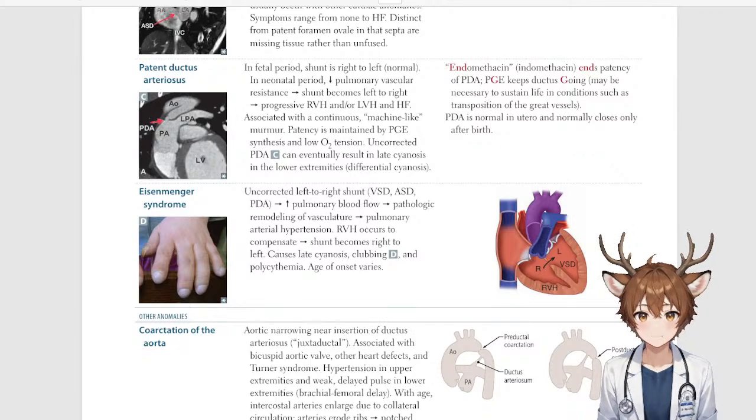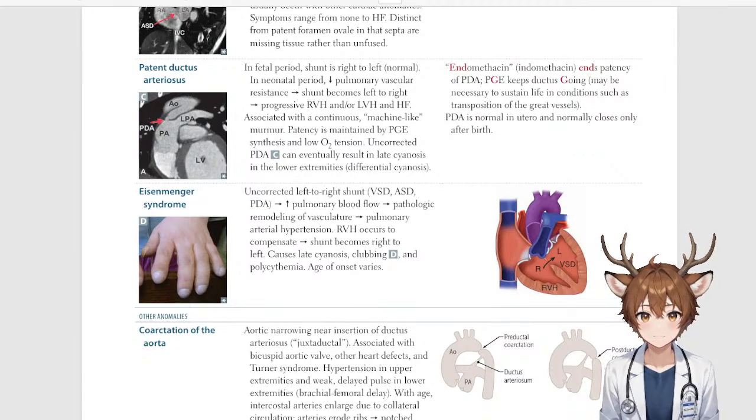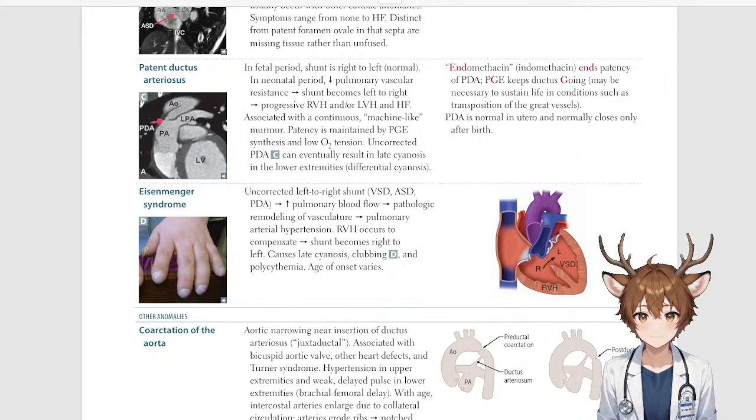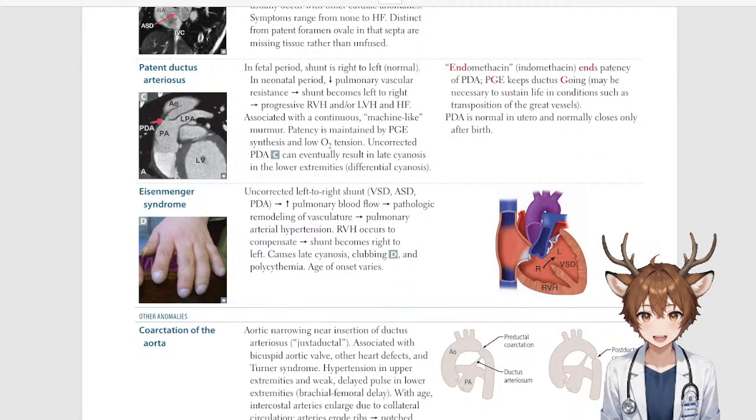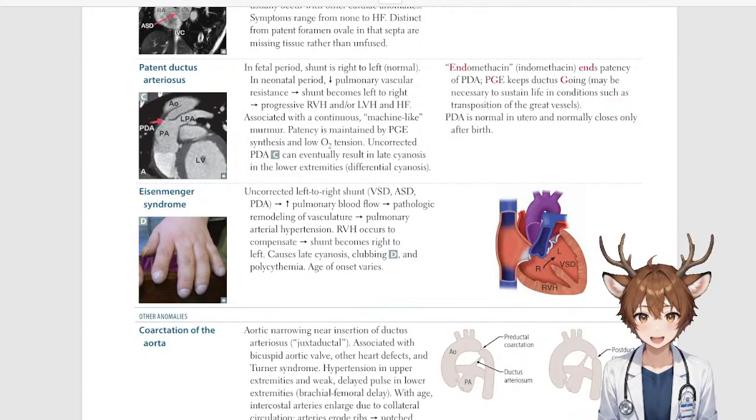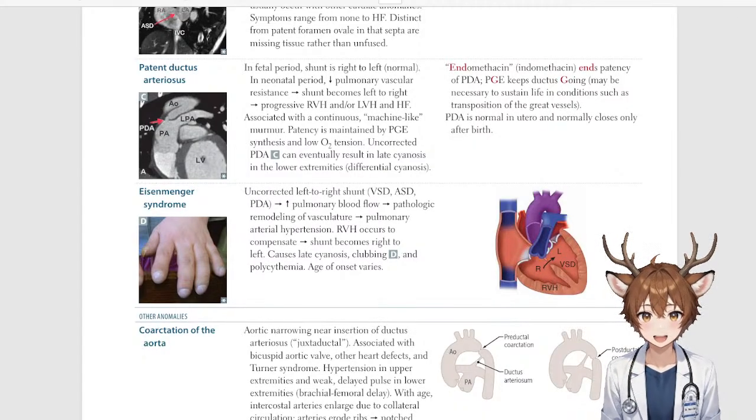See the illustration, which is the illustration you can see right there as well. Mine's a little bit different, but it communicates the same idea. It causes late cyanosis, clubbing, and polycythemia. Age of onset varies depending on the size and severity of the initial left to right shunt.